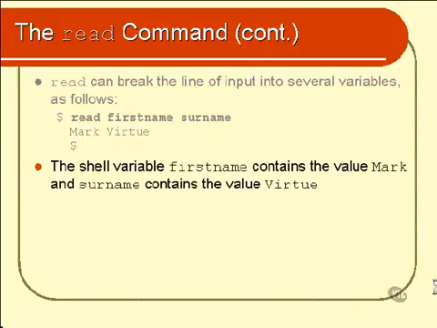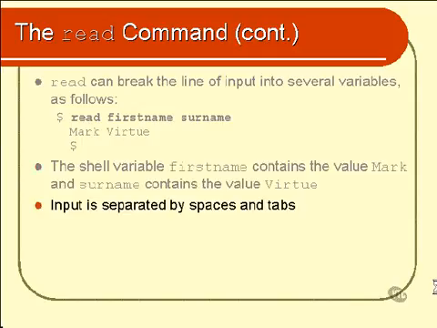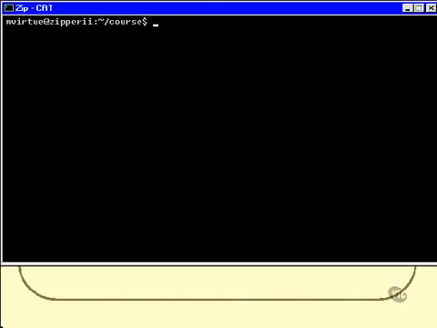What happens is the shell breaks up the line that you type in into little, what we might call chunks, and each chunk is separated by spaces and or tabs. Let's have a brief look at that as a working example. I might say read number, street, and type.